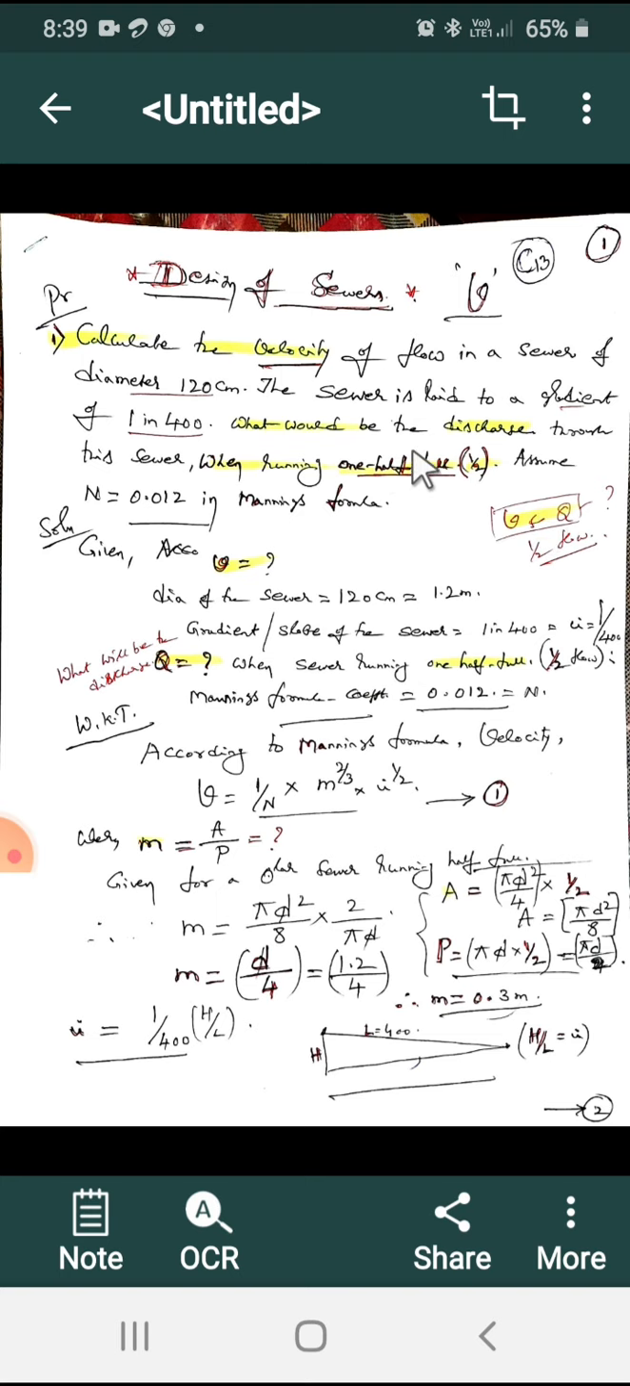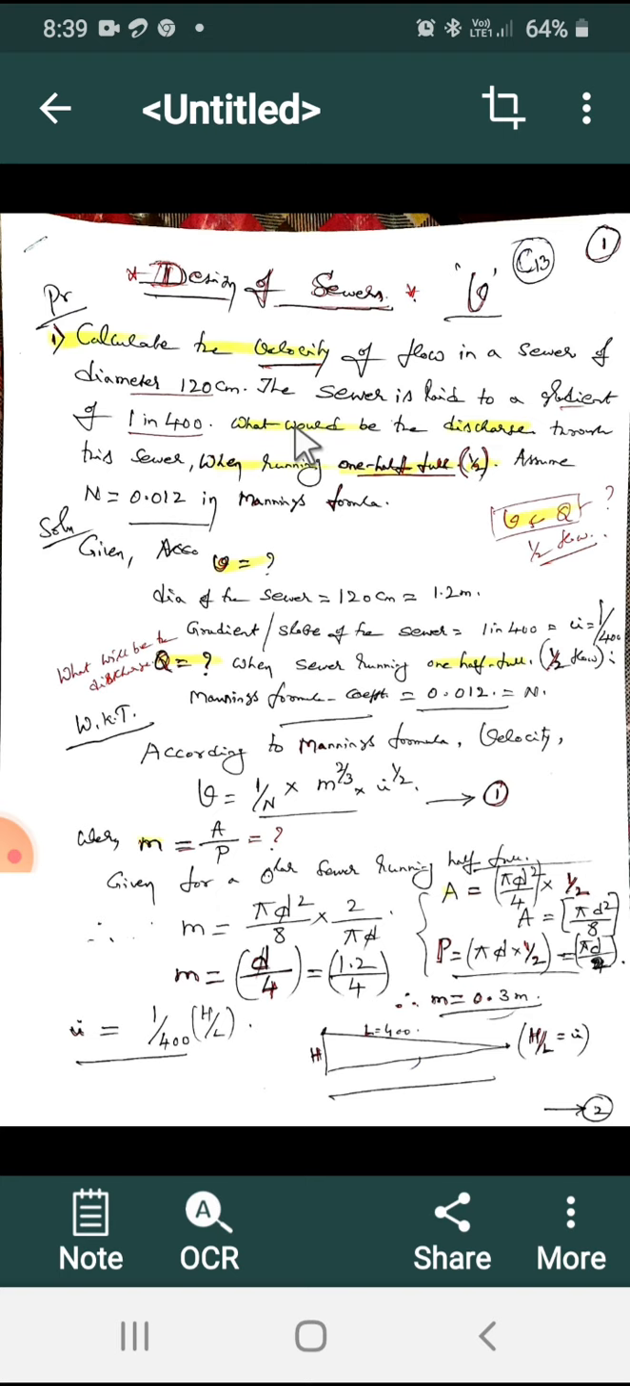Let us see what this problem is. I will read this one. Calculate the velocity of flow in a sewer of diameter 120 centimeter. 120 centimeter diameter means 1.2 meter diameter of the pipeline. Calculate the velocity of flow. Then the sewer is laid to a gradient of 1 in 400. 1 is to 400, that is a gradient, it means slope. Then what would be the discharge through this sewer when running half full? Assume n is equal to 0.012 in Manning's formula.